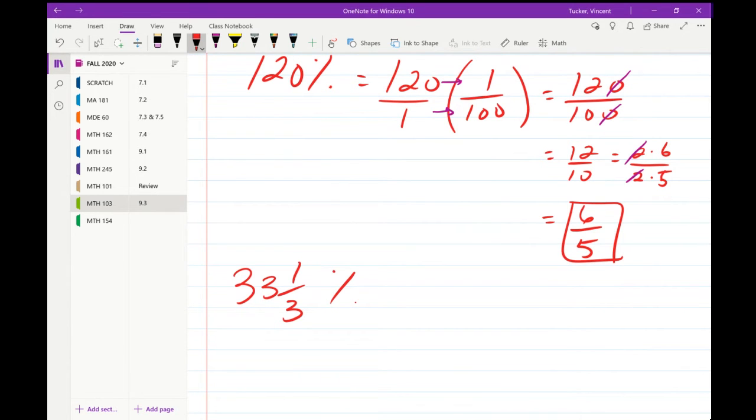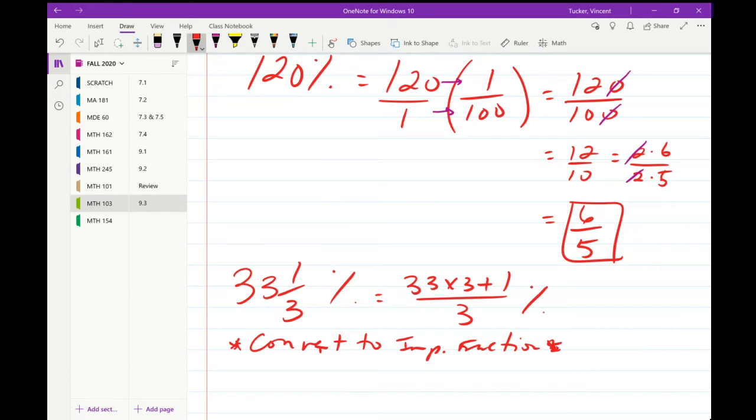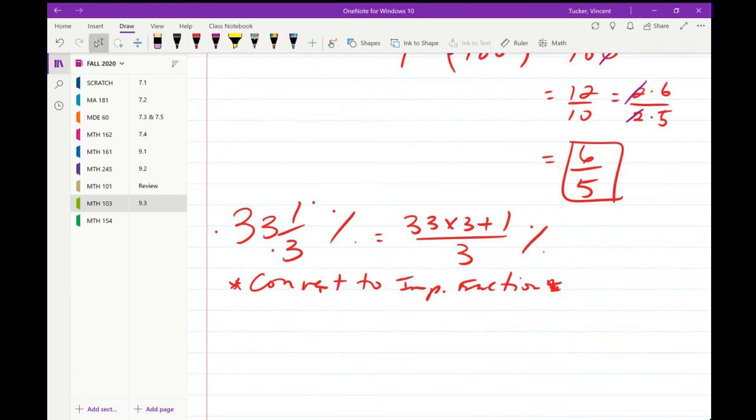All right. Sounds good. So next one, first convert to an improper fraction. So before I go and put in 1 over 100 for that percent, I would do 3 times 33 plus 1. So you multiply your whole number times your denominator plus your numerator. So 3 times 33 is 99, plus 1 would be 100 over 3.